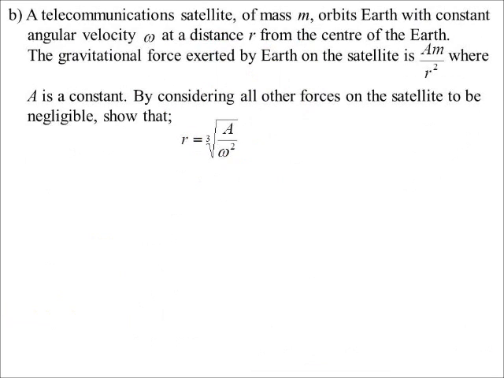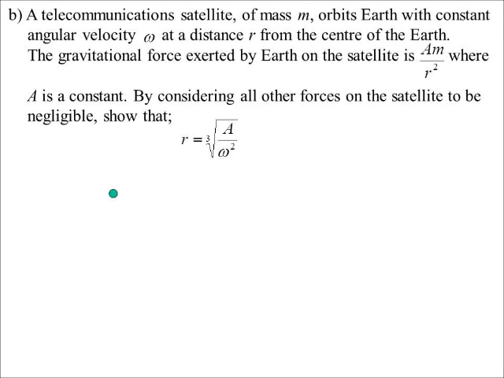We're going with a telecommunication satellite of mass m, orbiting the Earth at constant angular velocity, distance r from the centre of the Earth. The gravitational force exerted by the Earth is Am on r squared. A is also a constant. Considering all other forces on the satellite to be negligible, we're going to show that the radius is the cube root of A on omega squared.